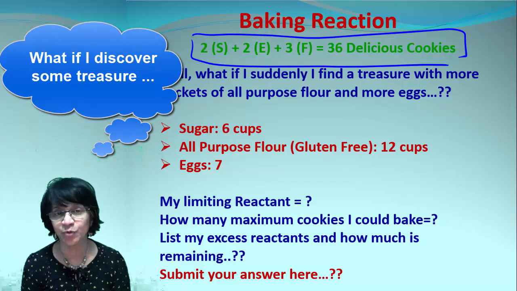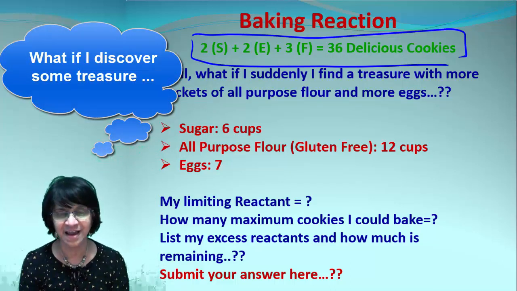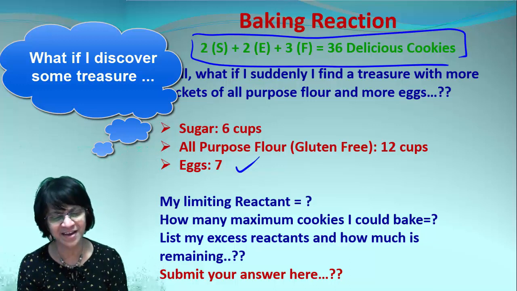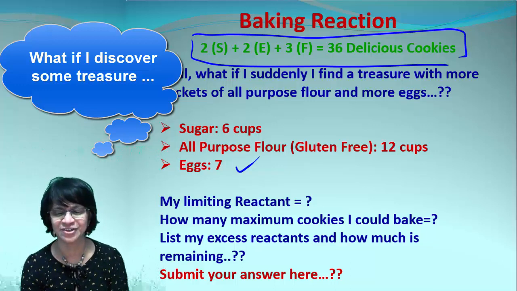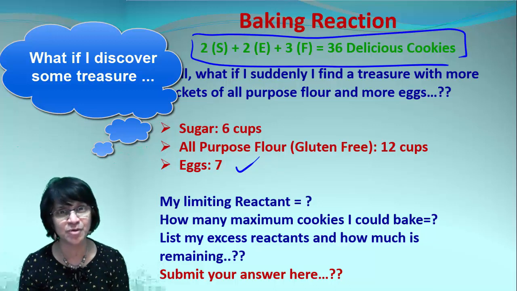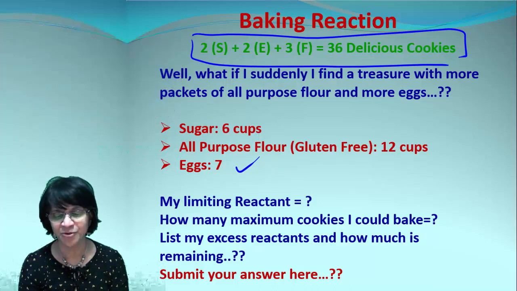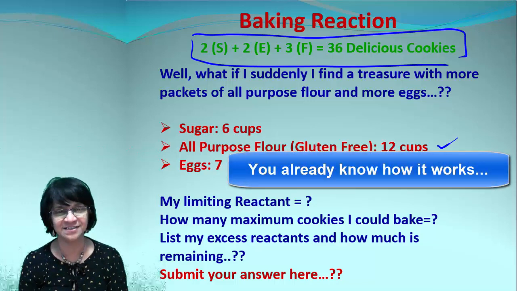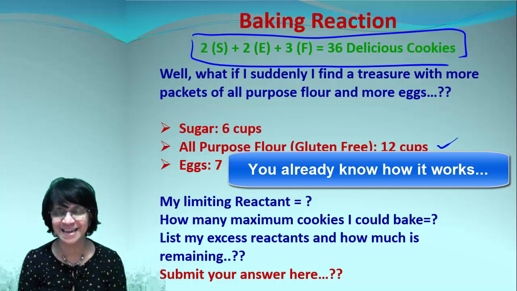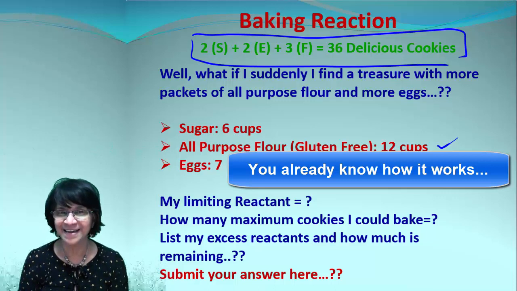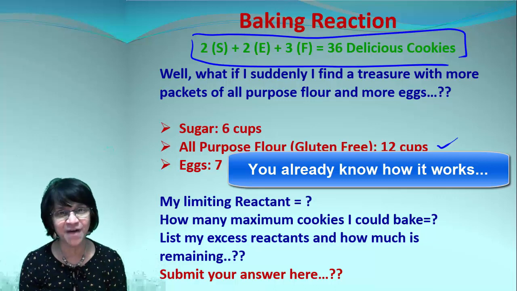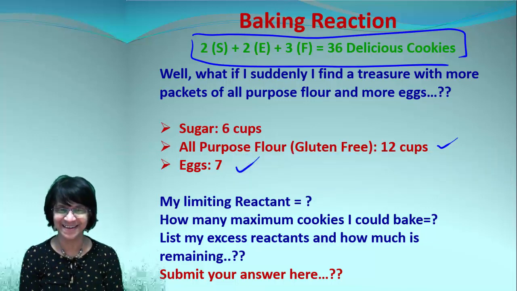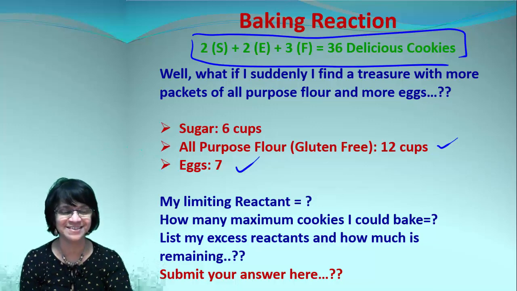I just suddenly discovered that I have some treasure hiding, and I figured out I in fact have more eggs, 7 eggs instead of 5, and I also found 2 more boxes of the gluten-free flour. So I got 12 cups. Can you find out the limiting reactant in this case? Also, can you find out how many maximum cookies I can make? And my excess reactants, can you identify and find out how much will be remaining for next time baking? So make sure to submit your answers here.